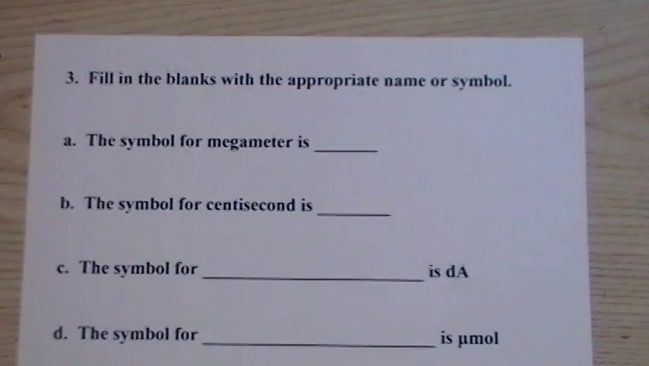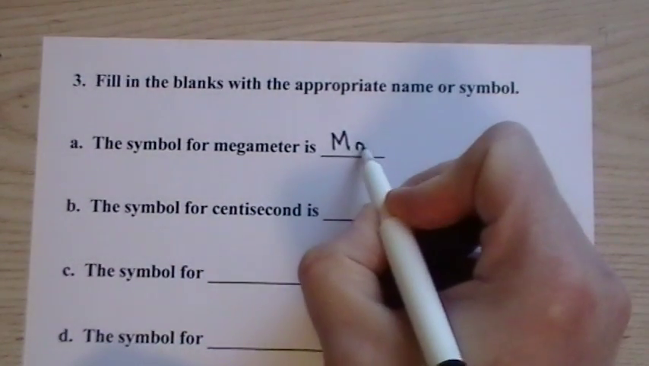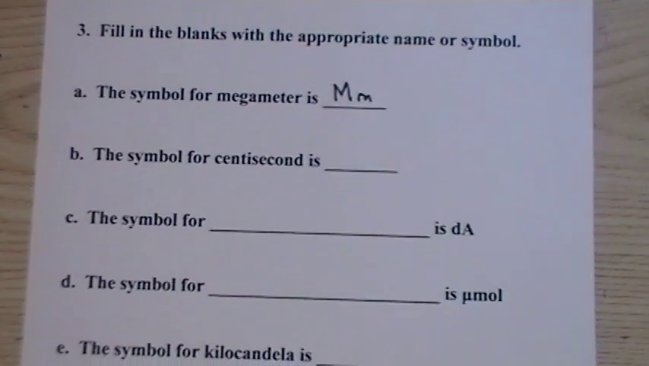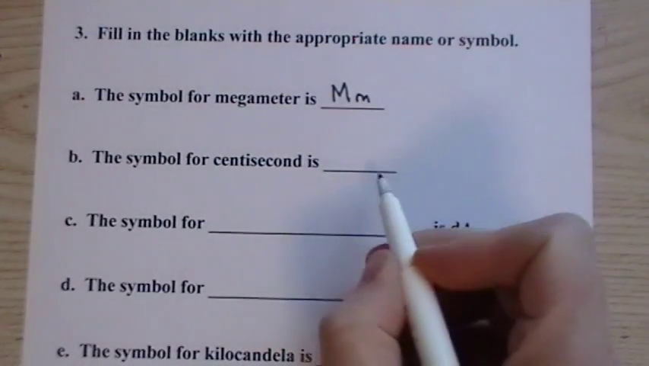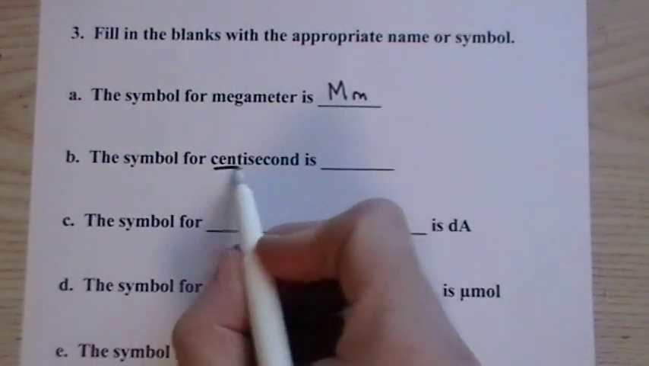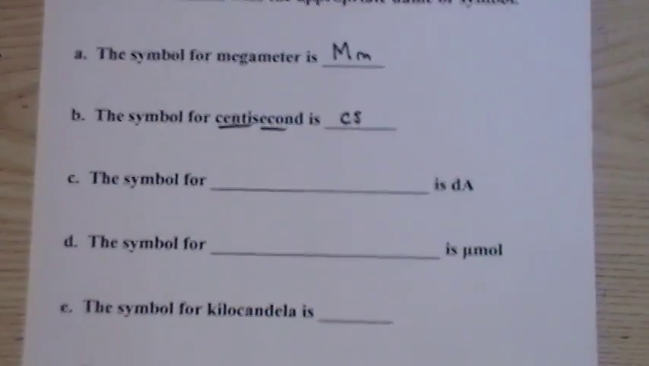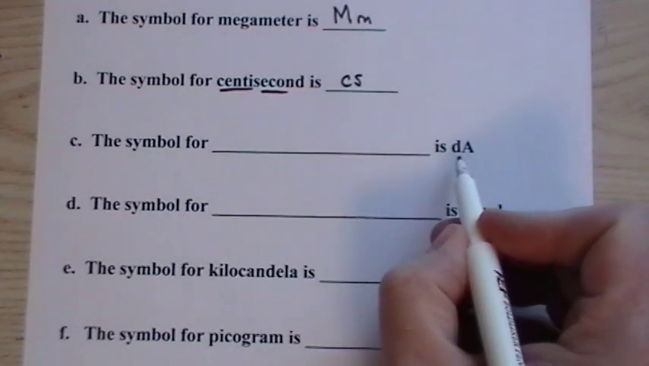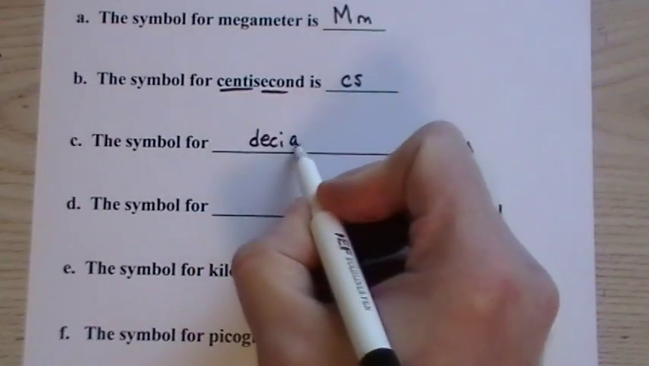And then lastly, fill in the blanks with the appropriate name or symbol. So the symbol for megameter is capital M, lowercase m. And as I said, I'm moving fast because there's not too much to say here. Pause if you need to, try to guess, get the answer before I do. The symbol for centisecond is lowercase cs. The symbol for blank is dA. So d is deci and A is ampere, so it's deciampere.